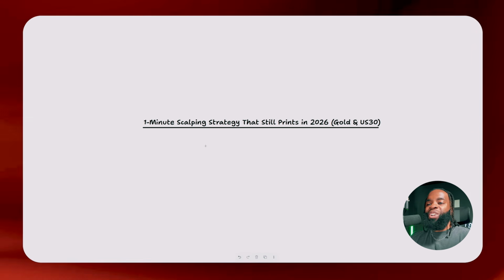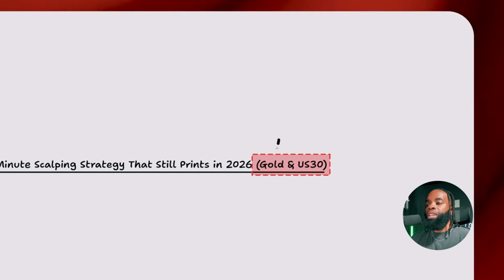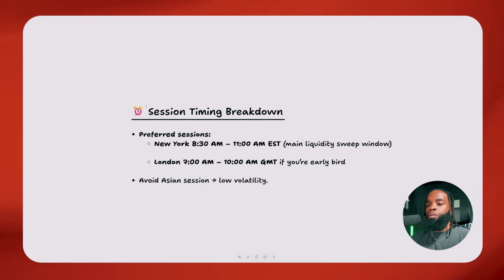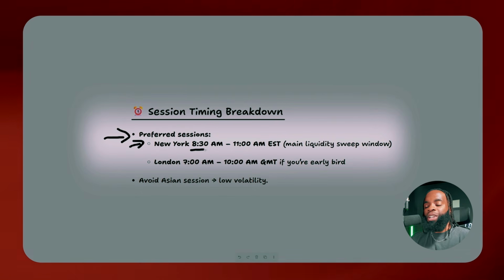Now, a 1 minute scalping strategy that still prints in 2026. This is going to be with US30 and also gold. So let's first start off with the session and when we're going to be trading it. Preferred time, we're going to be looking at the New York session from 8:30 a.m. to 11 a.m. Eastern time.